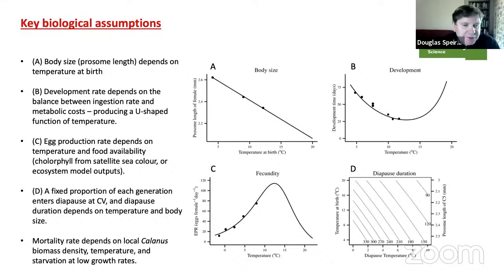Also, key biological assumptions in the model. We know from data that the prosome length, so that's a measure of the organism size, has a linear negative relationship with the temperature at birth. So in the model, we assume that the individuals are born at a specific size that's determined by their temperature, and that governs the size of adult that they will grow into.